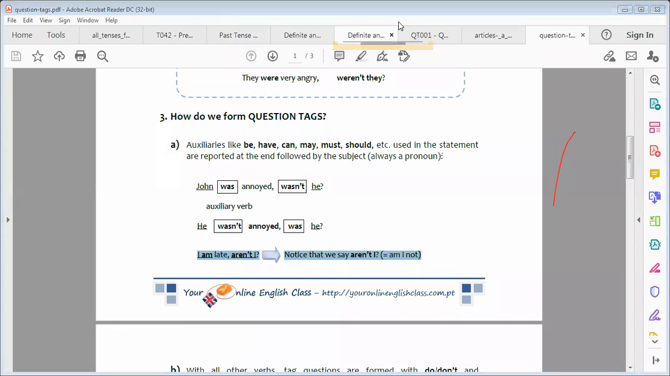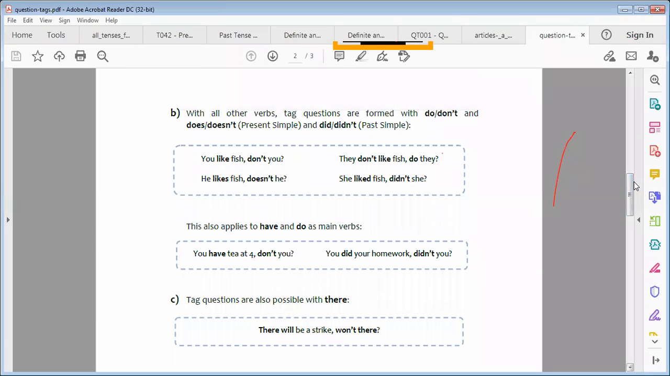Clear? Now, what if there is no helping verb? Then what will we do, right? We should know how to form a question tag if the auxiliary verb is not present in the sentence. With all the other verbs, tag questions are formed with do or don't and does or doesn't for present simple, and did or didn't with past simple. If there is no helping verb present in the sentence, you're going to make use of the verb do. Use the correct form of do. If it is present tense, use do or does. And if it is past tense, use did.